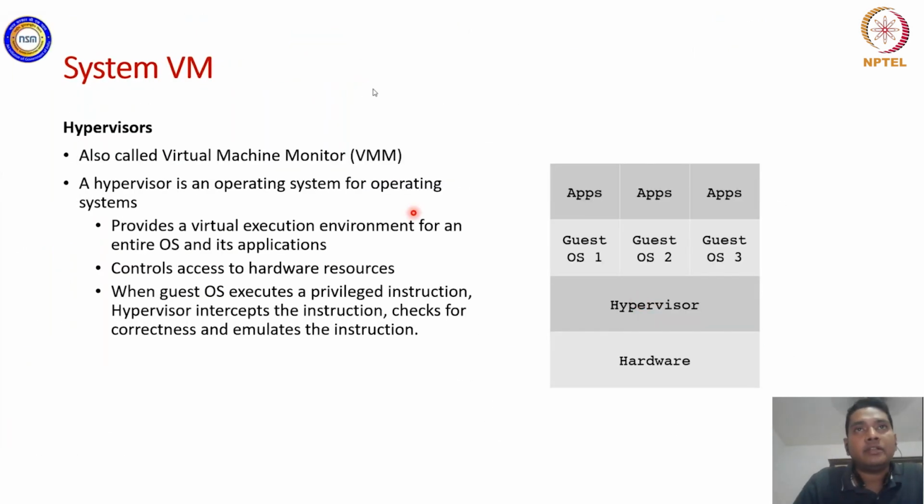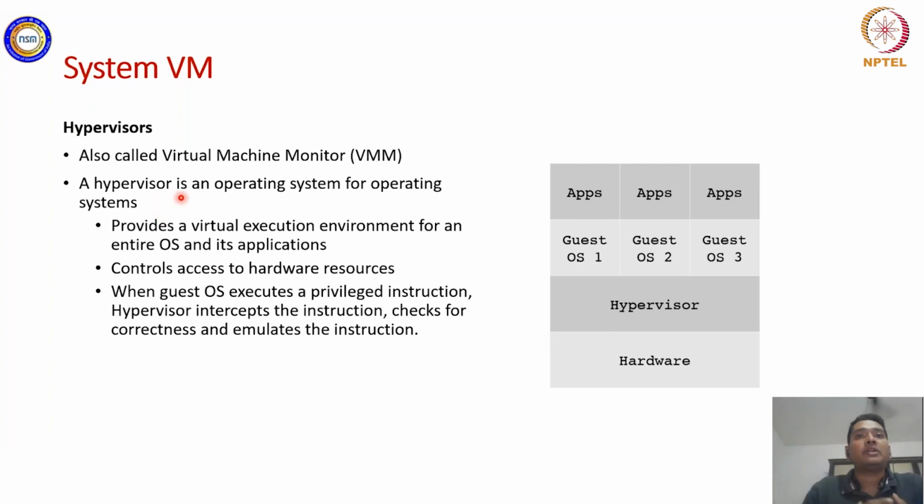System VMs in detail, so that we can get some more idea about these stacks. Basically, the system VMs, or system virtual machines, are also called hypervisors or virtual machine monitors, or VMMs. So wherever you see or encounter the term VMM or hypervisor, that means it is the system virtual machine that is running underneath.